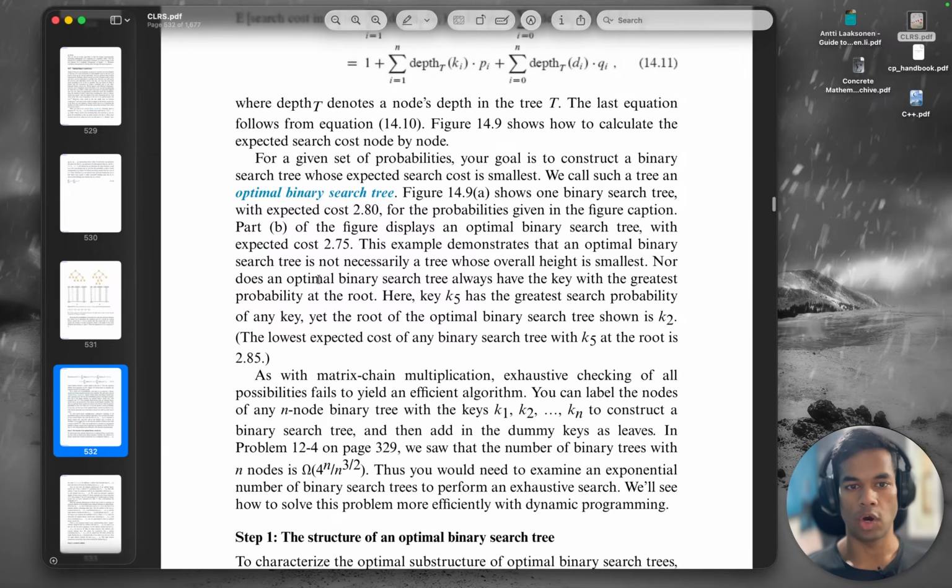Nor does an optimal binary search tree always have the key with the largest probability at the root. Okay, okay. Here key 5 has the greatest search probability of any key, yet the root of the optimal binary search tree shown is K2. The lowest expected cost of any binary search tree with K5 at the root is 2.85.